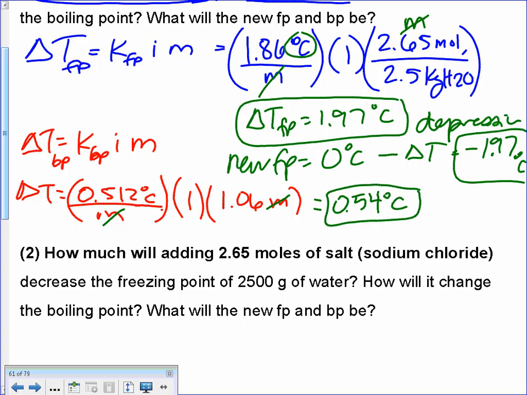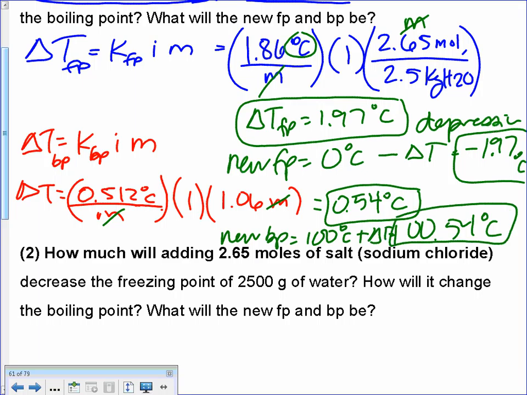All right, that's our delta T. That's our boiling point constant. And boiling point is elevated, so what's the new boiling point of water? 100.54, because we took our new boiling point to be 100 degrees Celsius plus our delta T. And delta T is elevated, so it's going to go above 100.